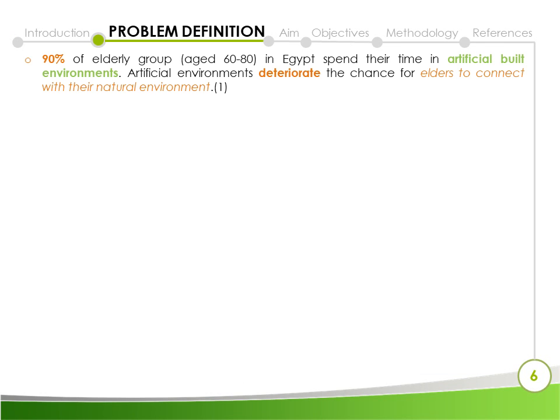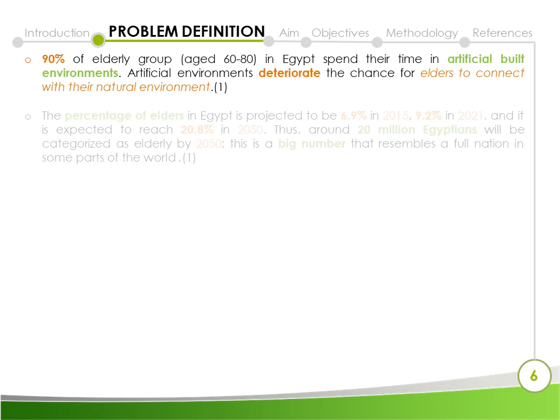What made me choose this thesis was due to several problems in my country, Egypt, and how I wanted to offer a valid solution through this. First, 90% of elderly group aged 60 to 80 in Egypt spend their time in artificial built environments. And it's known that artificial environments deteriorate the chance for elders to connect with their natural environment.